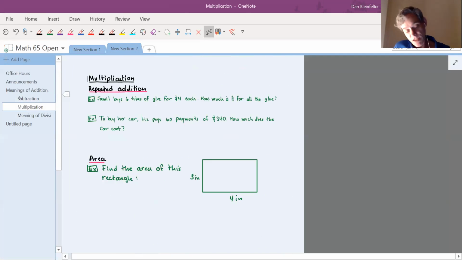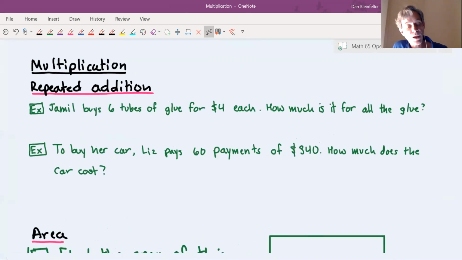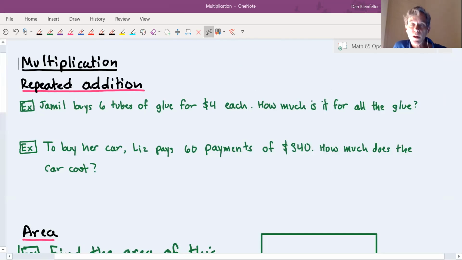Okay, multiplication is next. There's basically 2 ways of thinking about multiplication. The one that you're potentially most familiar with is going to be repeated addition. Multiplication is useful when you need to add fast. You need to add over and over and over again quickly.